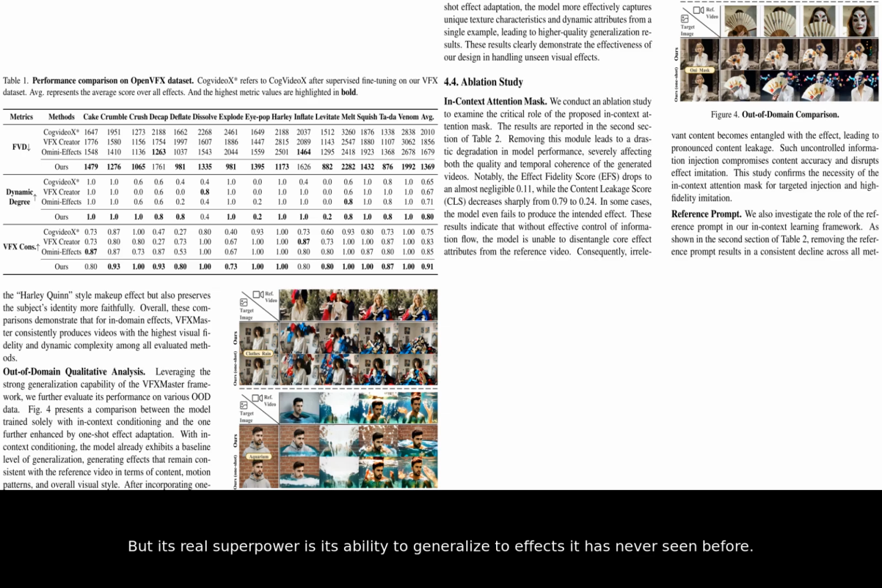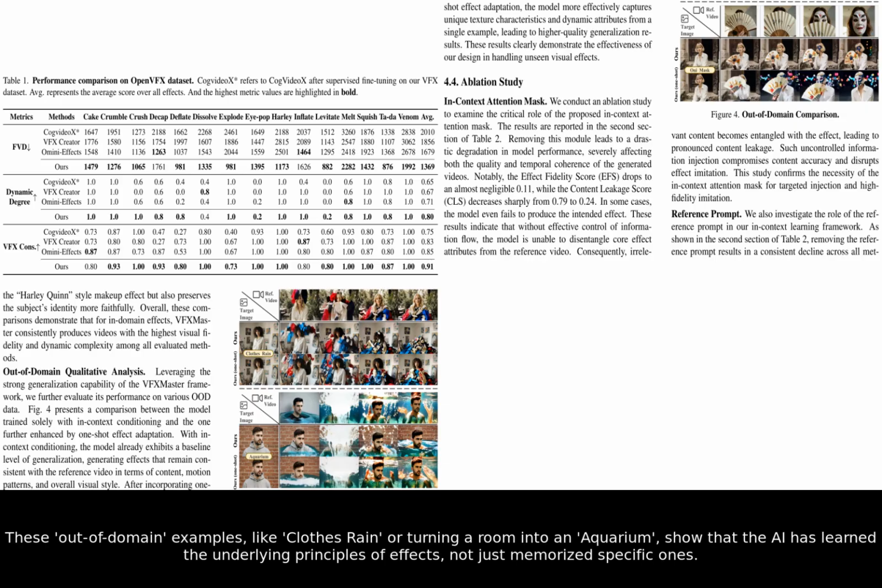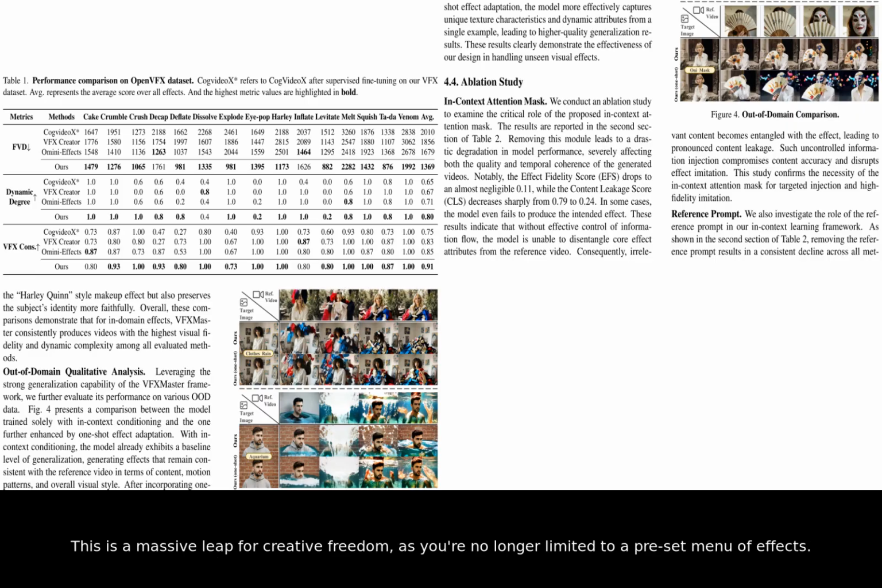But its real superpower is its ability to generalize to effects it has never seen before. These out-of-domain examples, like clothes rain or turning a room into an aquarium, show that the AI has learned the underlying principles of effects, not just memorized specific ones. This is a massive leap for creative freedom, as you're no longer limited to a preset menu of effects.